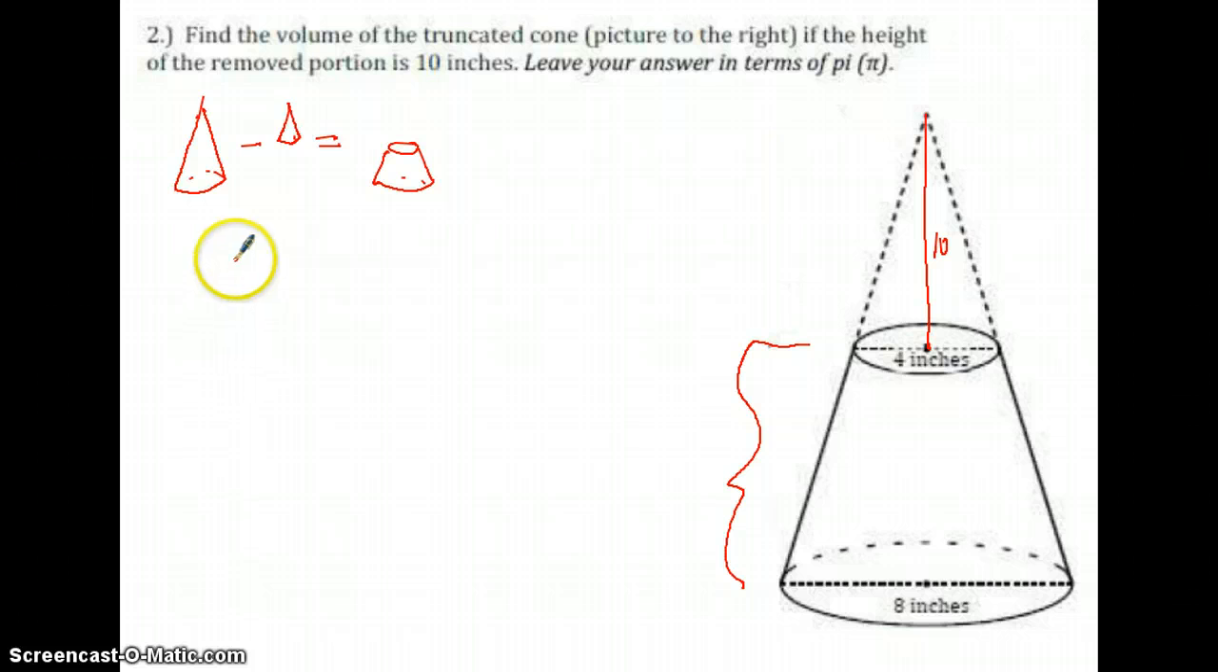All right, so top cone volume is not bad. I've got the base and the height. I mean, all you need for this is area of the base times height times a third. So that's no big deal. But I'm missing something here. It'd be kind of nice to know the height of this whole cone here. Well, I don't know that.